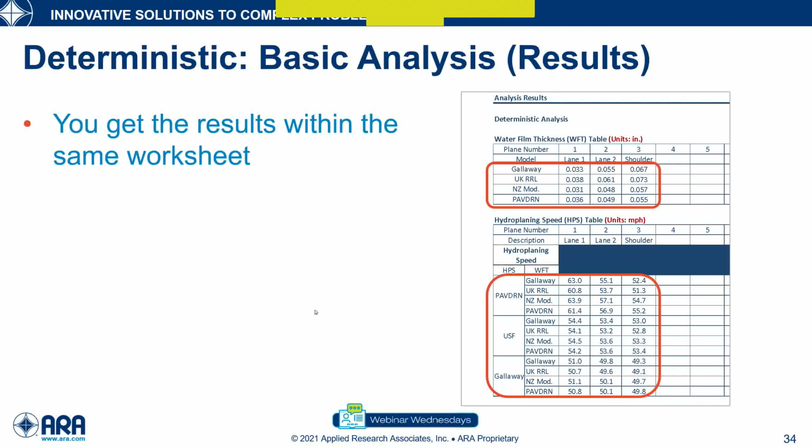This screen shows a sample table of the results of the basic analysis. Because all 12 models were selected for this example, the 4 models for the waterfall thickness and the 3 models for the hydroplaning speed, we have all the results right here. So for each lane, we have up to 12 different combinations of hydroplaning speed.